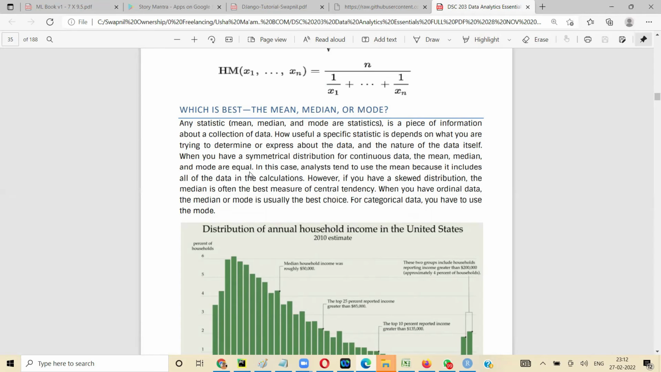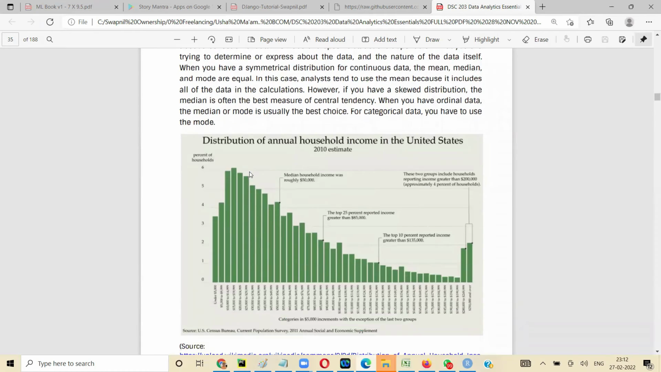So now the fight is between mean and median. If the data is evenly distributed, then you can use mean. Mean and median will be almost the same, so you can use either, but in such a case generally we use mean. But if the data is not evenly distributed, like the example you see in the graph, the bulk of the data is on the left side and less data is on the right side.